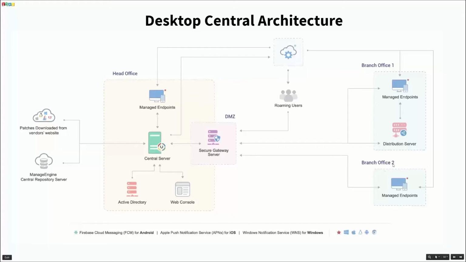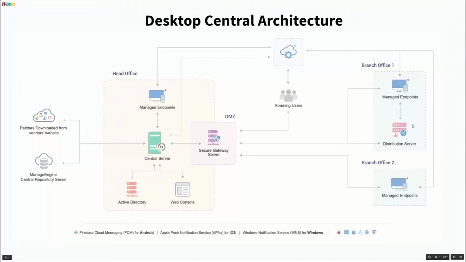If you want to manage internet connected users, you can configure a secure gateway server, which can be implemented on a separate Windows machine, preferably in the DMZ of your network. So your roaming users, through the public IP of your secure gateway server, can receive the patches, can be remotely controlled, and you can enforce your IT policies to all of your distributed workforce.